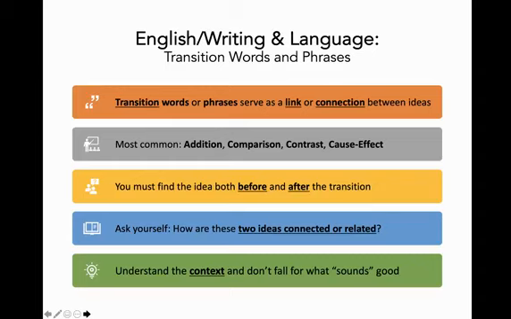The key is going to be this. You have to spend a little bit of time looking around the transition, look a little bit before for the idea that comes previously, and then look a little bit after for the idea that comes just after the transition. You're ultimately going to ask yourself, how are these two ideas connected or related? What do they have to do with each other? That will help you understand what type of transition or connection you need.